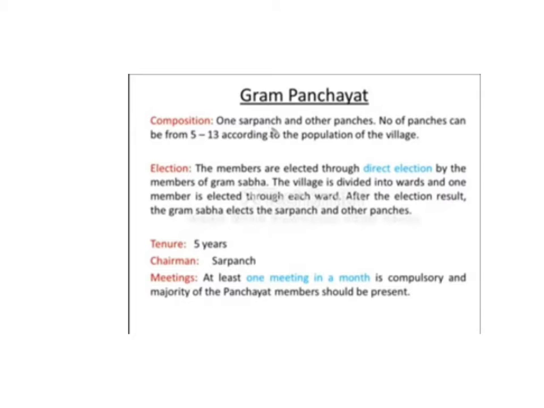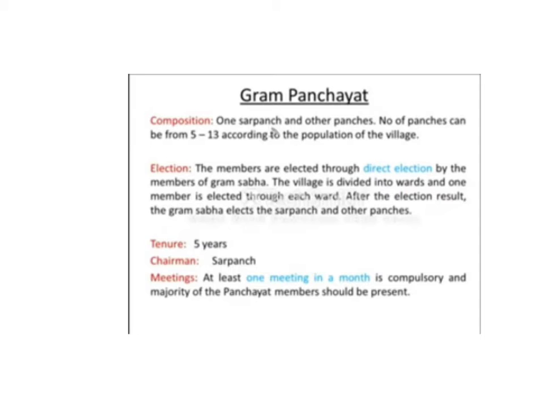The number of Panchs can be from 5 to 13 according to the population of the village. That means a Gram Panchayat is headed by one Sarpanch and has other Panchs also. Panchs means the deputies of the Sarpanch in that Gram Panchayat. If a village is larger in population, its Panchs will be more, and if a village has less population, its Panchs will be less, but it is headed by the Sarpanch.